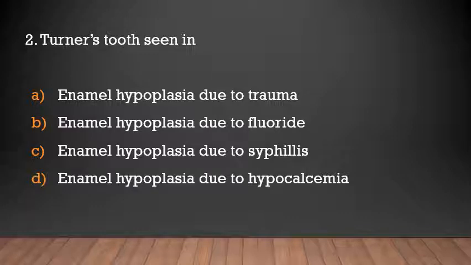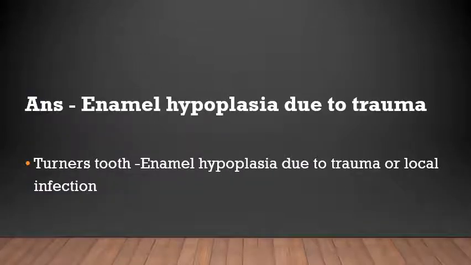Turner's tooth is seen in: enamel hypoplasia due to trauma, enamel hypoplasia due to fluoride, enamel hypoplasia due to syphilis, enamel hypoplasia due to hypocalcemia? Enamel hypoplasia due to trauma. Enamel hypoplasia due to trauma or local infection is known as Turner's tooth.